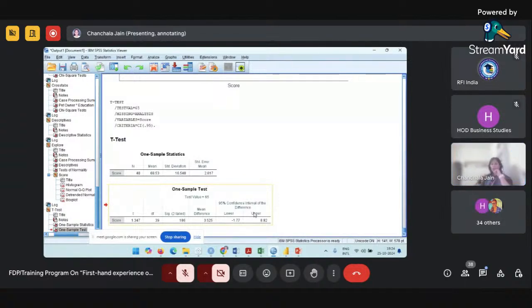Ma'am, please repeat. I think I already wrote it in the chat. Similar thing I said: if the p-value is greater than your level of significance, and the p-value is 0.186, and the level of significance, as we already discussed, is 5%, that is 0.05, so p, that is 0.186, is greater than 0.05. So we need to accept the null hypothesis, right?